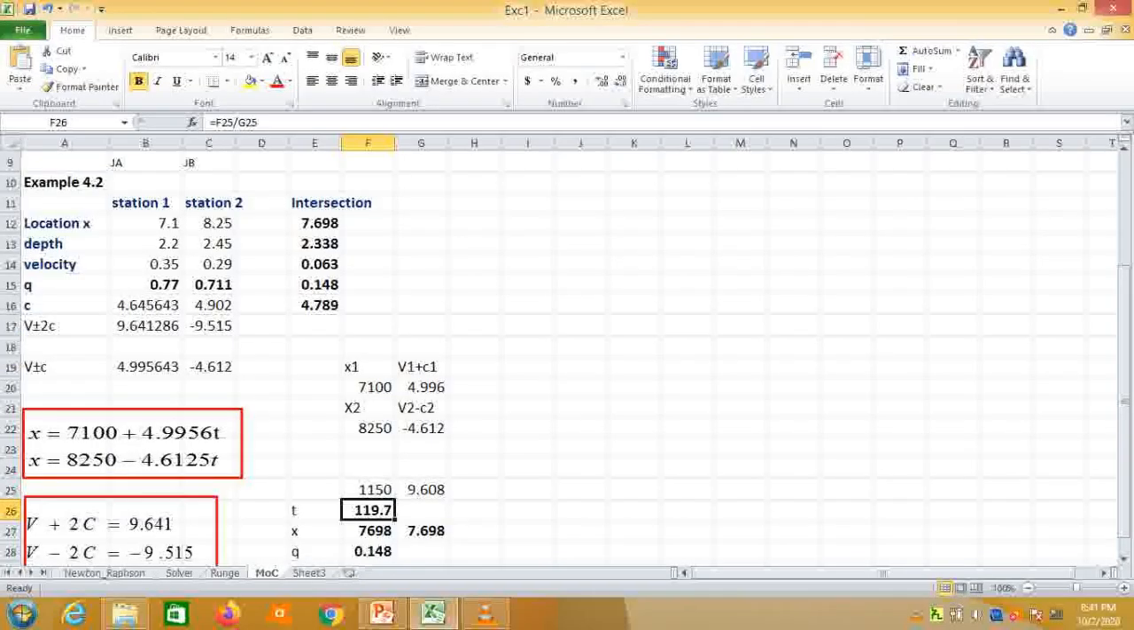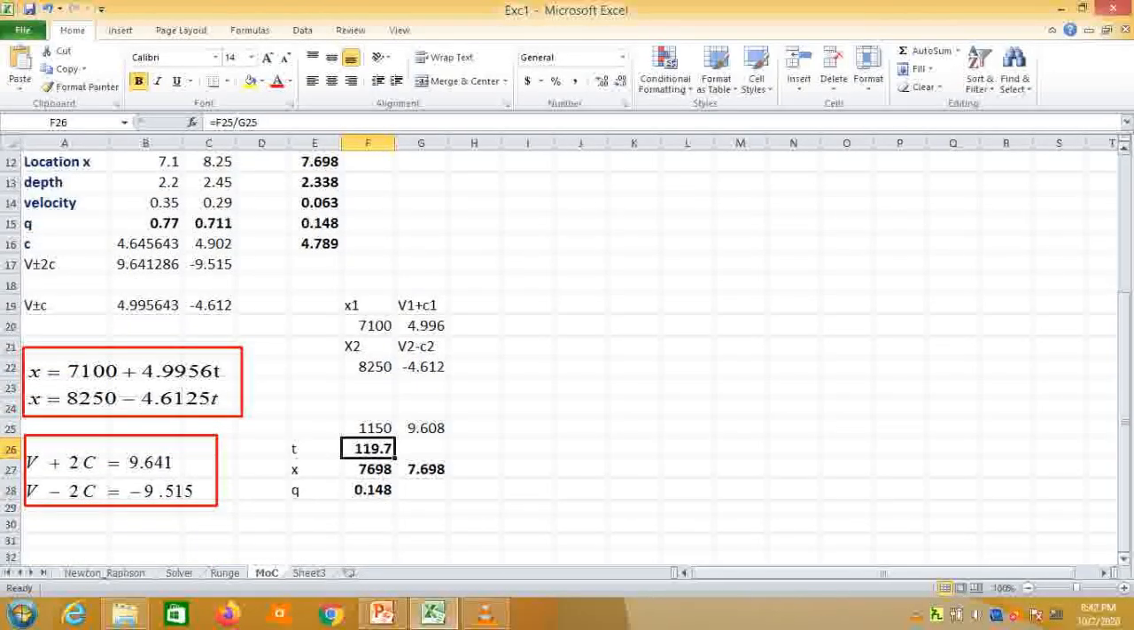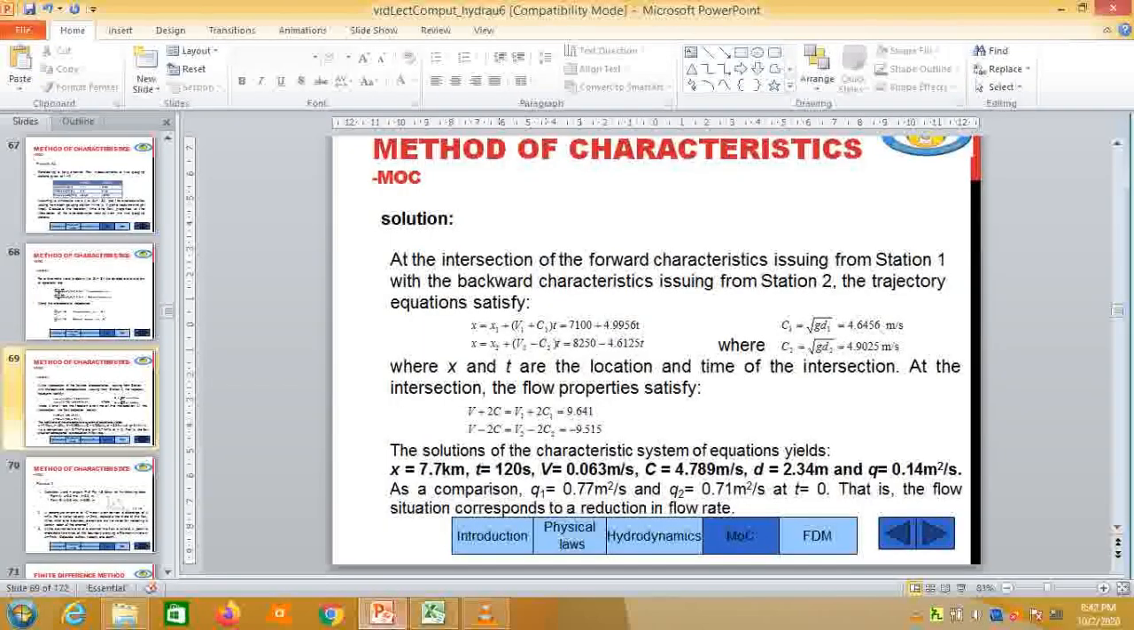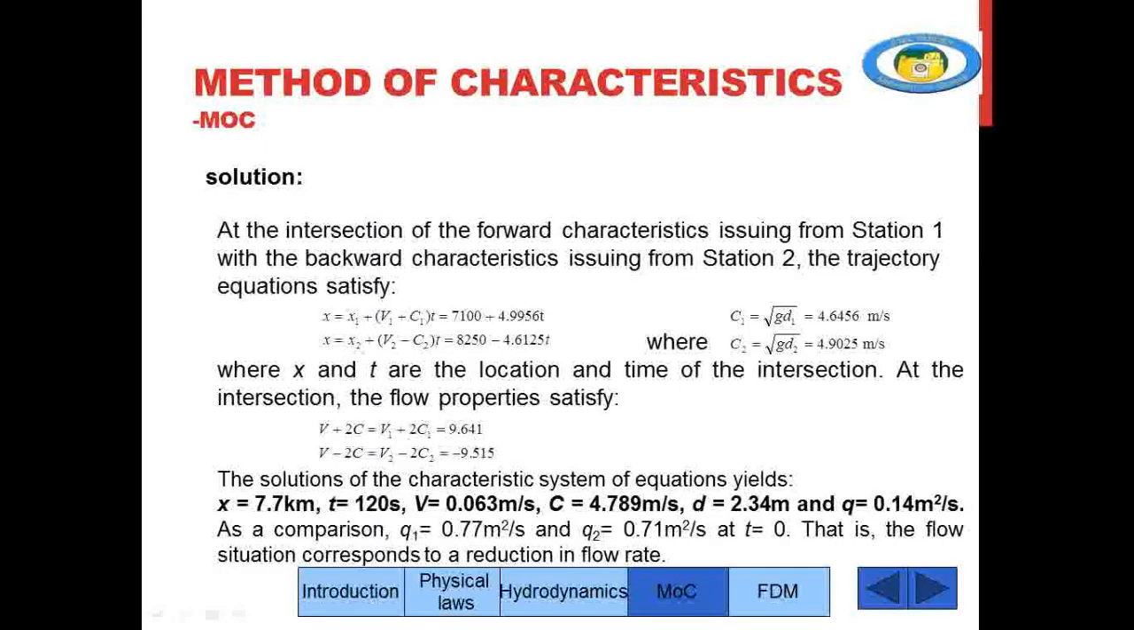Similarly, the Riemann invariants are going to be calculated as v plus 2c is equal to v1, the velocity at station 1, plus 2 times the celerity at station 1, is equal to 9.641. v minus 2c, the v and the c, the velocity and the celerity at the intersection point. That's for the forward characteristics, and this one is for the backward characteristics. The second equation is for the backward characteristics. The first equation is for the forward characteristics.